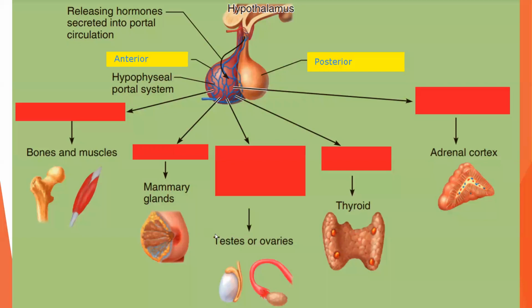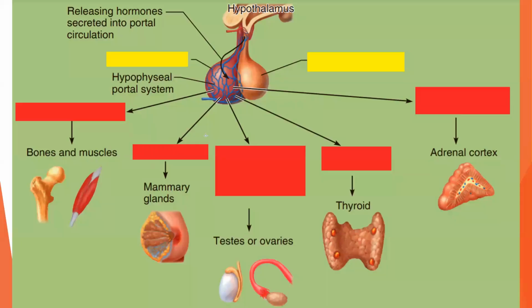Correct. So based on this image, the one on the left presented on your screen is going to be your anterior pituitary gland. And the one on the right is going to be your posterior pituitary gland. Let's proceed to the hormones secreted by your anterior pituitary gland.